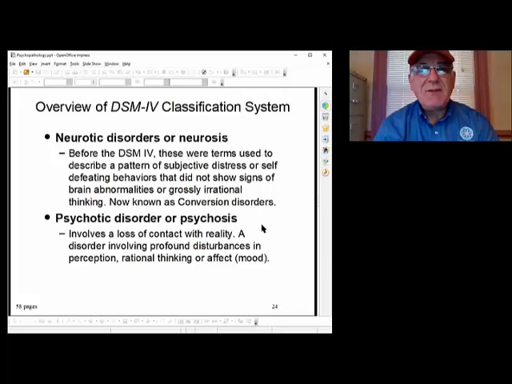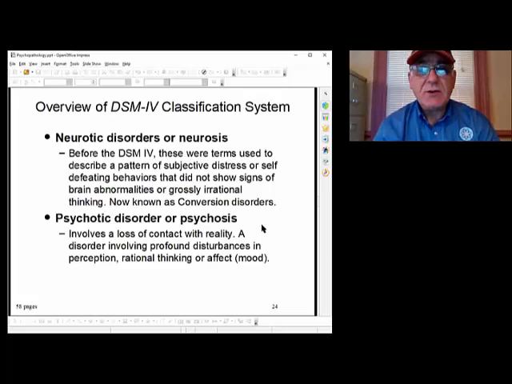So before DSM-4, these were terms used to describe a pattern of subjective distress or self-defeating behaviors that did not show signs of brain abnormalities. You could look in their brain. There's nothing wrong with their brains in the MRIs, CAT scans. There's nothing wrong. And there's no gross irrational thinking either. They're fairly rational people. Now we call them conversion disorders, and we'll talk about them.